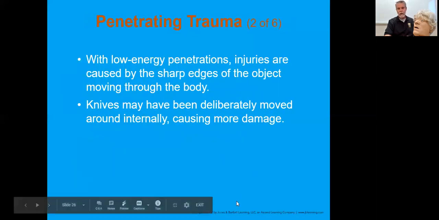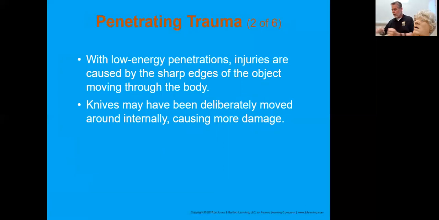So with low energy penetrations, again, talking about stab wounds, things that are low energy, right? Turning into something and actually having that break your skin or potentially stick in there.